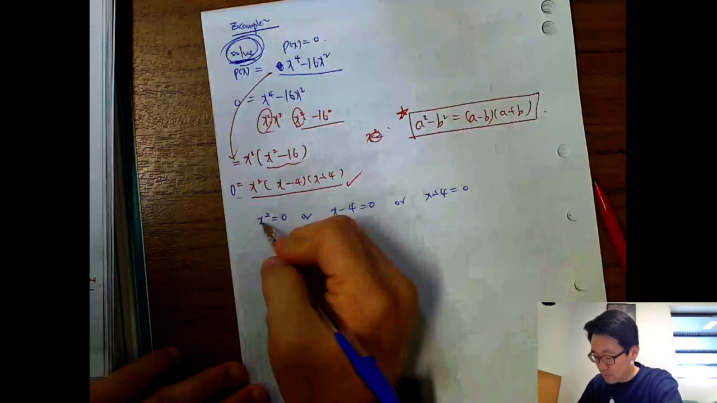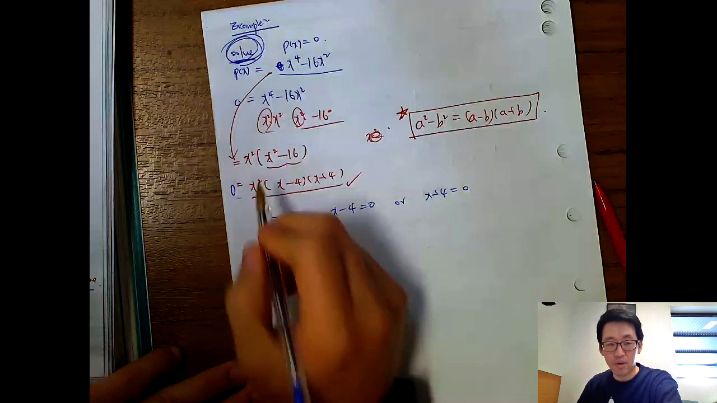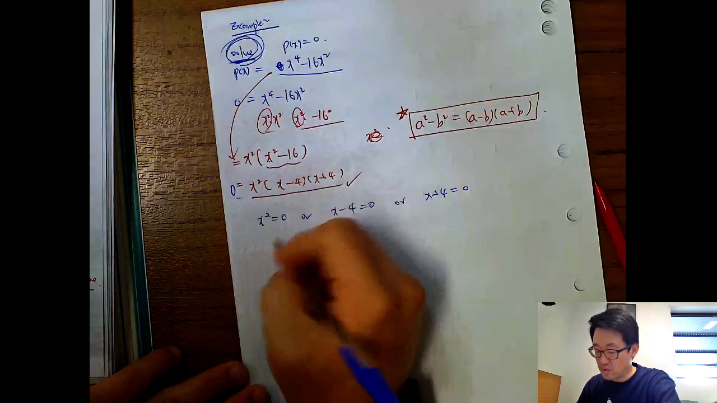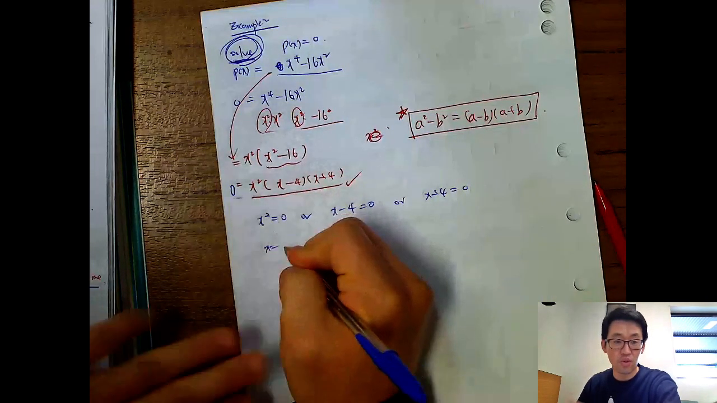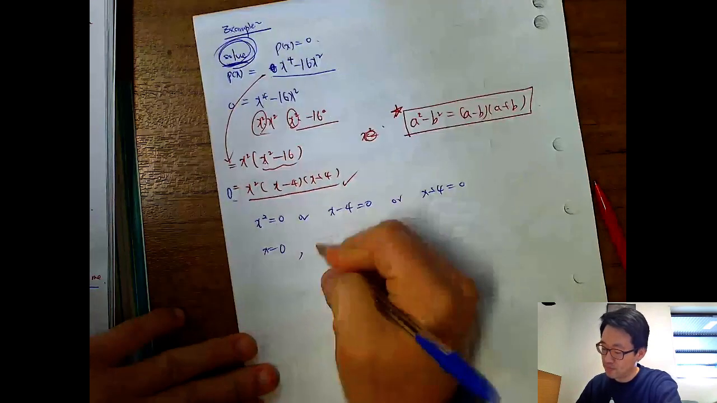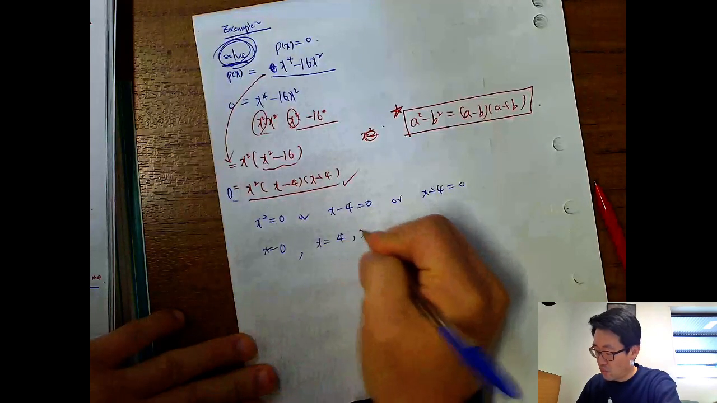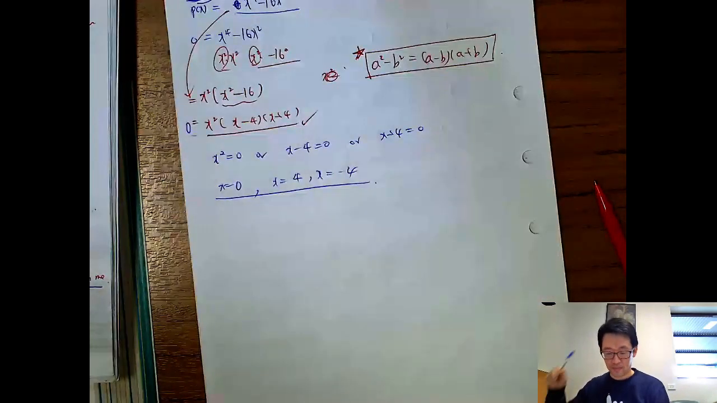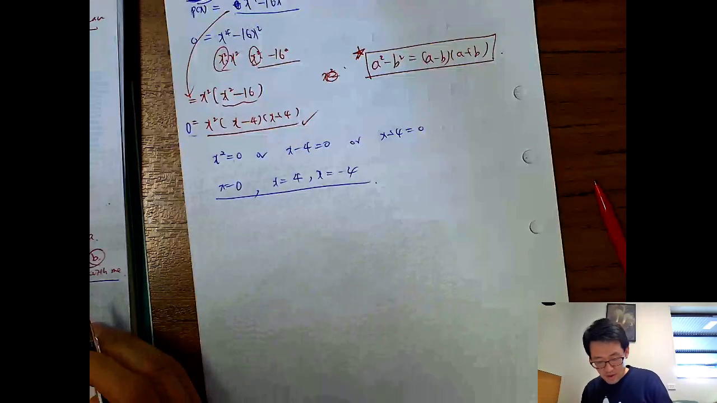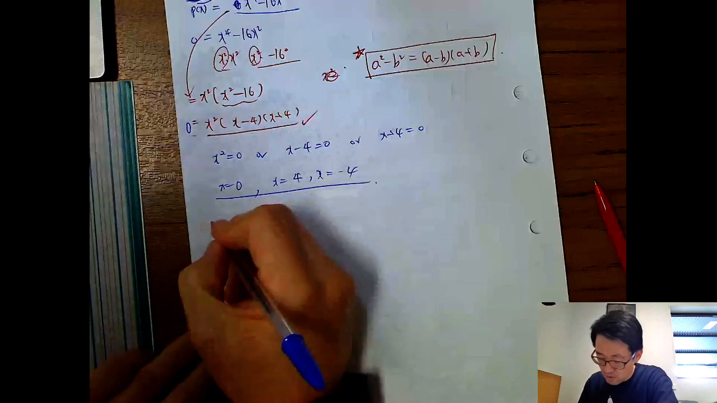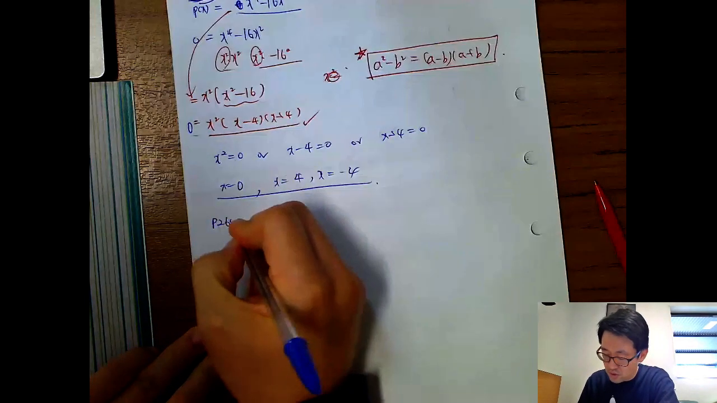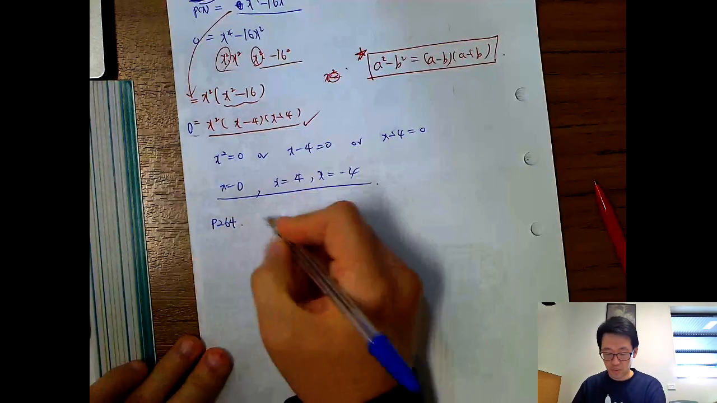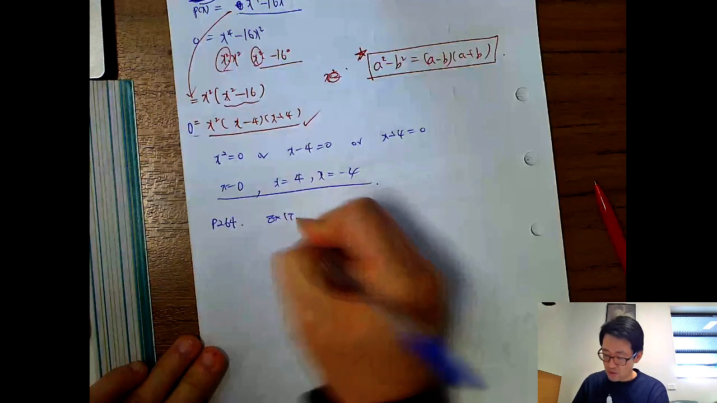That means x, number times number, same number, equals 0. Therefore, x equals, only one number exists, 0. x equals 4, x equals minus 4. Done. Good job? Yeah. And then, can you go to page 264 in your textbook, example 17.